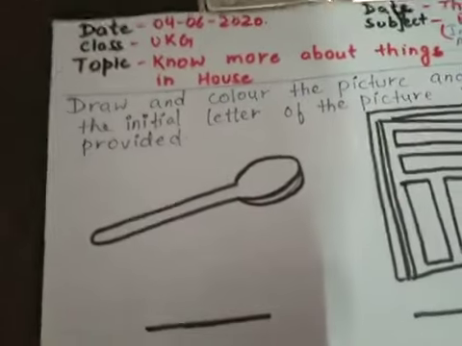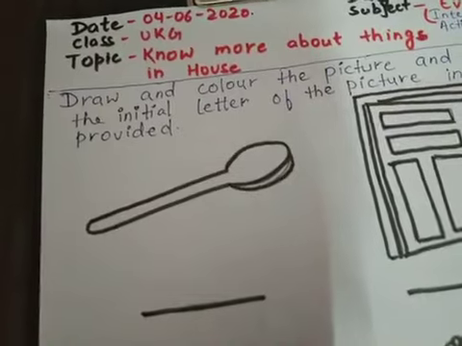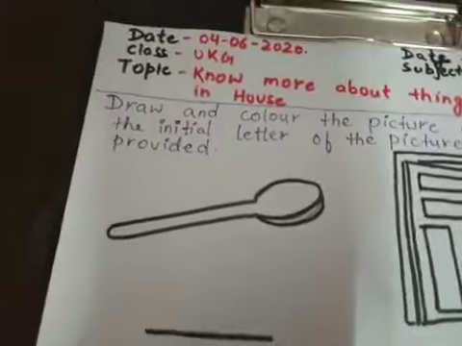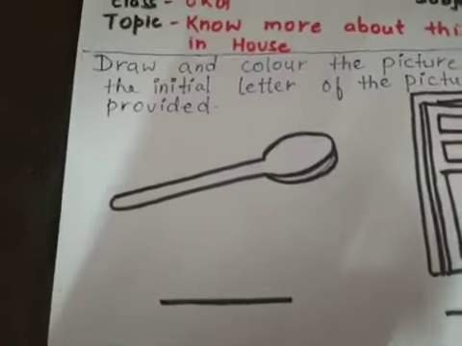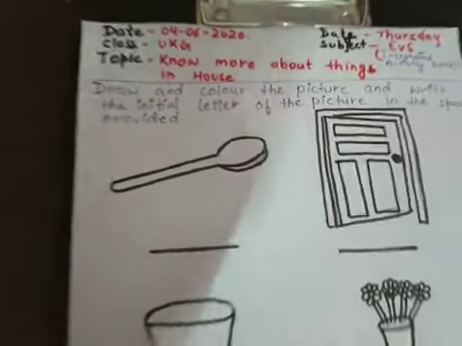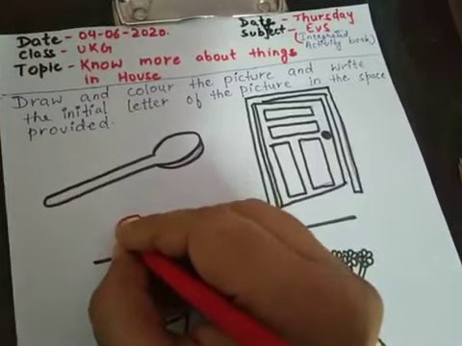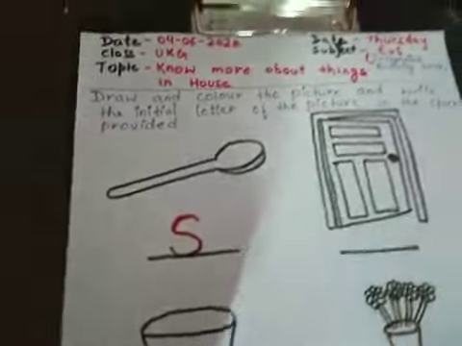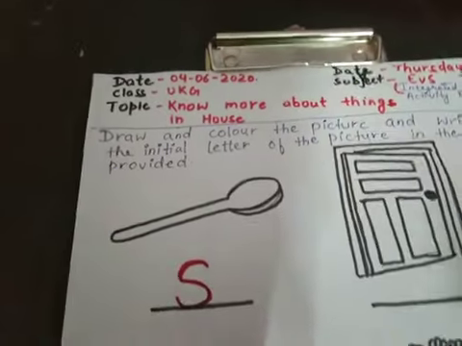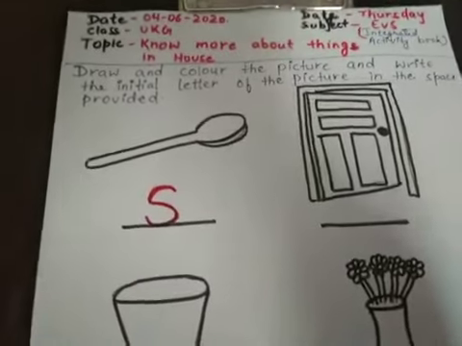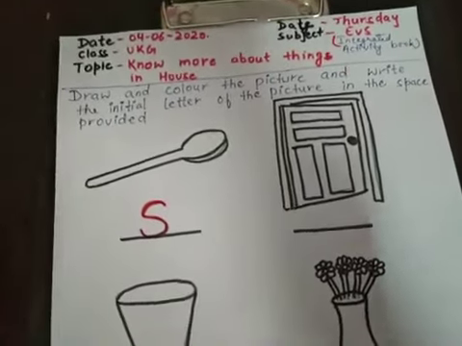now see the first picture. This is a spoon. What is this? This is a spoon. Can you recognize it? So you have to write S over here. You just have to write the initial letter of the picture.